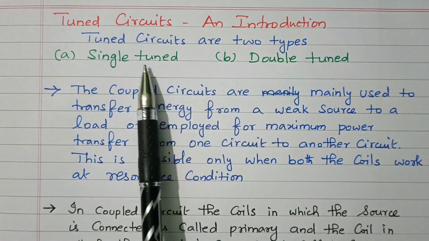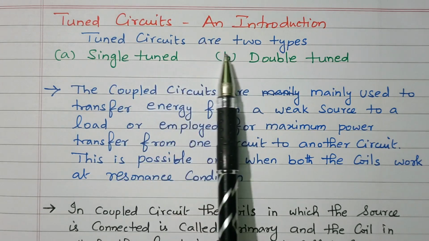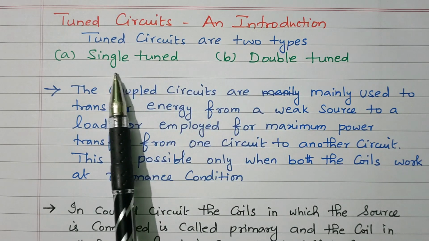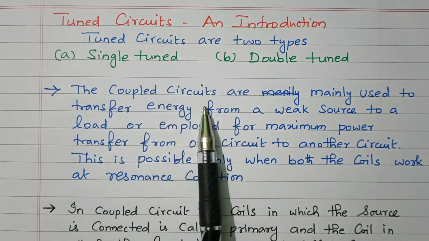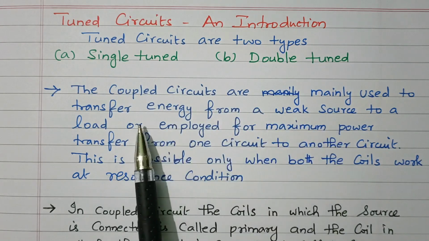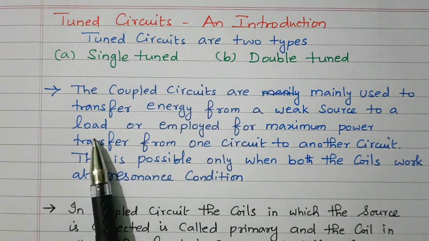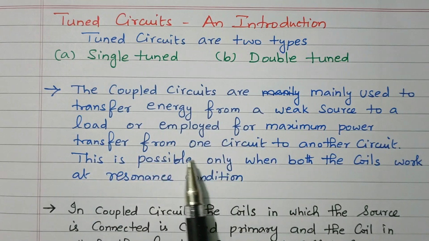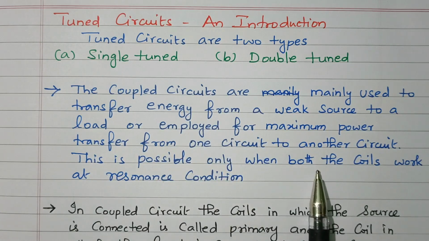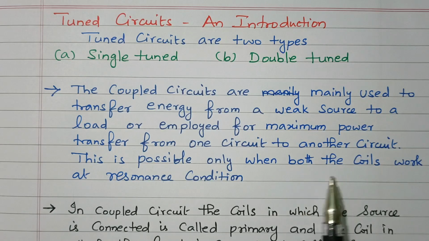Now we'll see the topic tuned circuit and introduction. Two types of tuned circuits are available: single tuned and double tuned. The coupled circuits are mainly used to transfer the energy from a weak source to a load, or employed for maximum power transfer from one circuit to another circuit. So this is possible only when both the coils are at resonant condition.